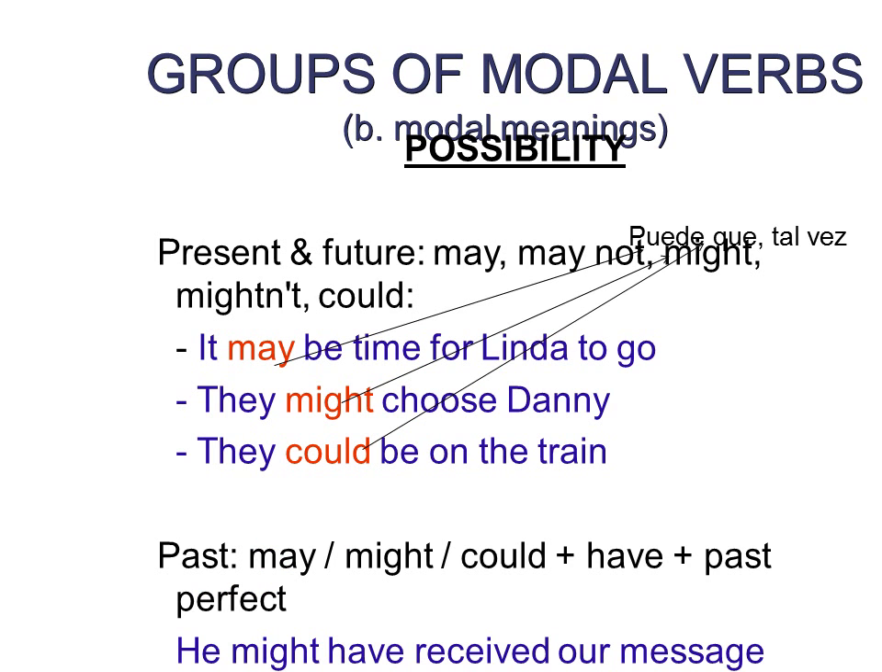Possibility, present and future: may, may not, might, mightn't, could. These talk about possibility. It may be time for Linda to go. They might choose Danny. They could be on the train. If we use the past, we use may, might and could with have and a past participle to make the perfect. He might have received our message. They might have chosen Danny. They could have been on the train. It may have been time for Linda to go.